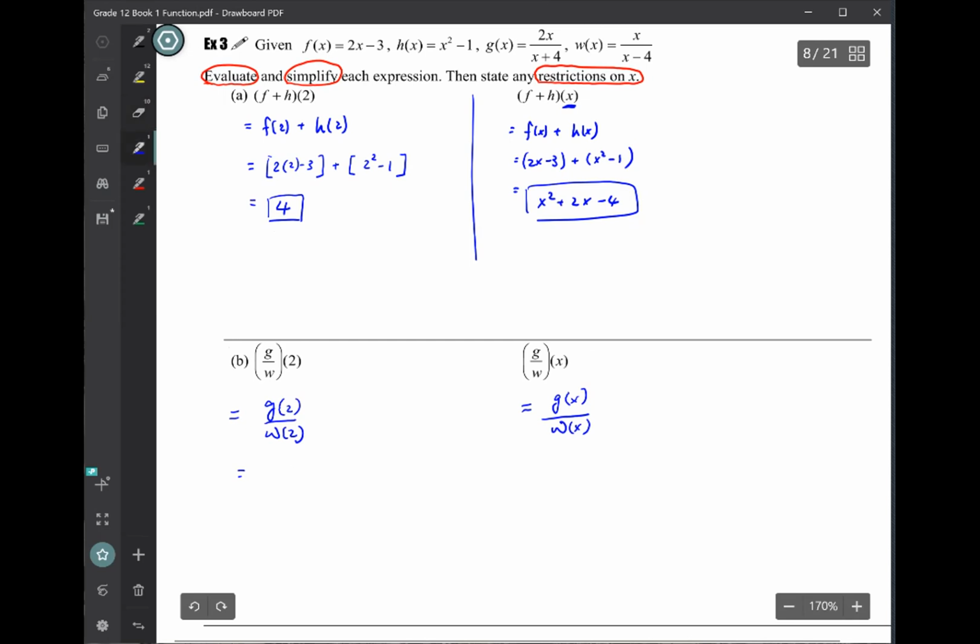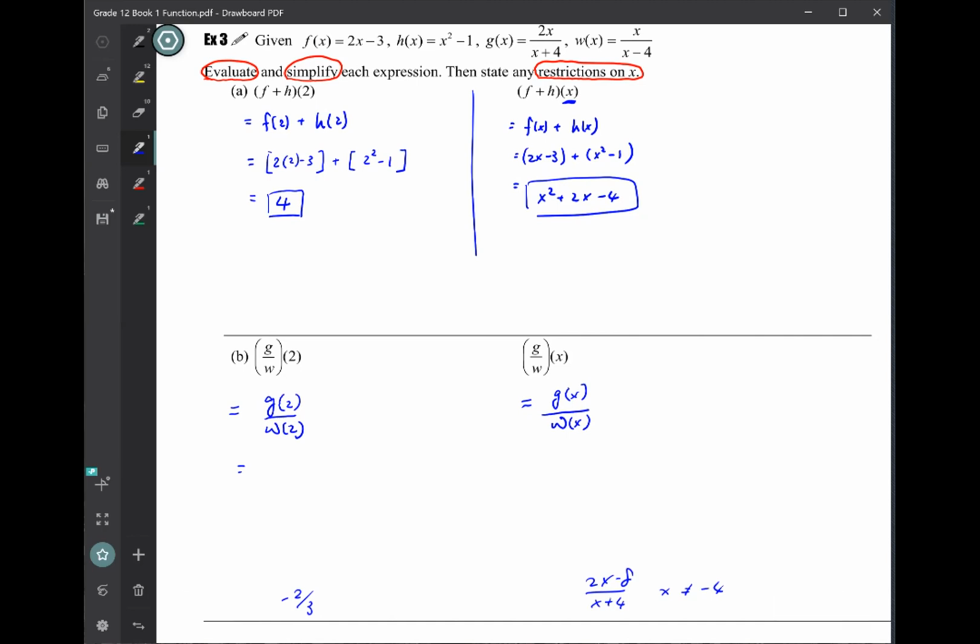Okay. All right, let's see. Okay, Ray, what's your answer for B? -2/3. Okay, how about the second part? 2x minus 8 over x plus 4, and x can't equal -4. Okay, okay.